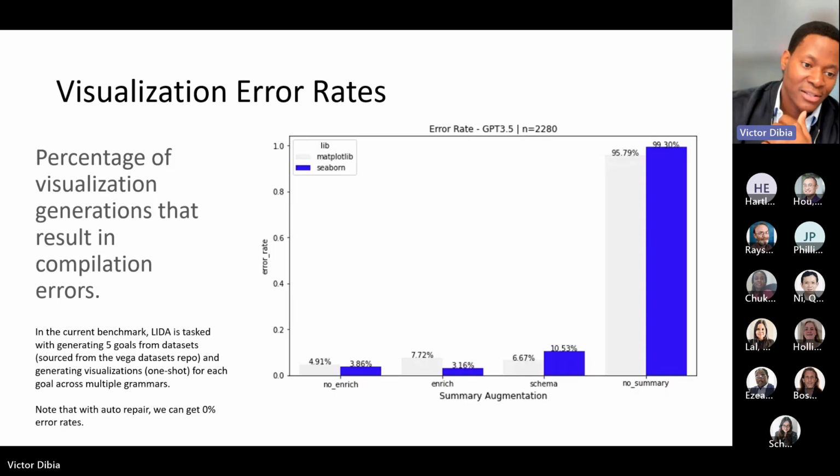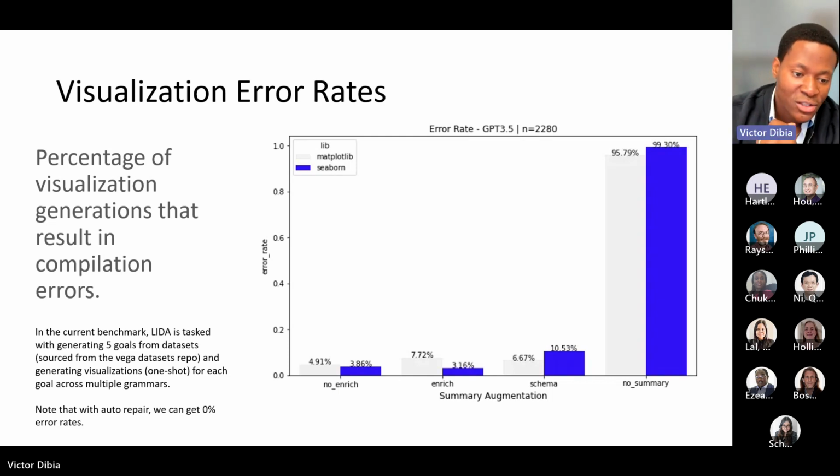So currently, LIDA looks at this problem from two main metrics. The first is visualization error rates, which is the percentage of generated visualizations that result in compilation errors. In this case, we generated about 2,200 visualizations using datasets sampled from the Vega datasets repo. For each dataset, we asked LIDA to come up with 5 goals, and for each of those 5 goals, we asked it to generate visualizations in 2 grammars, Matplotlib and Seaborn. And we give it only a single shot, a single chance, for each of these tasks.